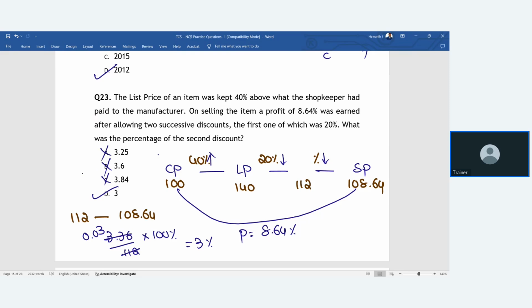You increase 40%, give a 20% discount, then give a 3% discount next, and you'll get an 8.64% profit. That's what the question is all about. What's the second discount? You're given two discounts, one is 20%. So for 140, 10% is 14, 20% is 28. Then after the second discount, you are going to get this.